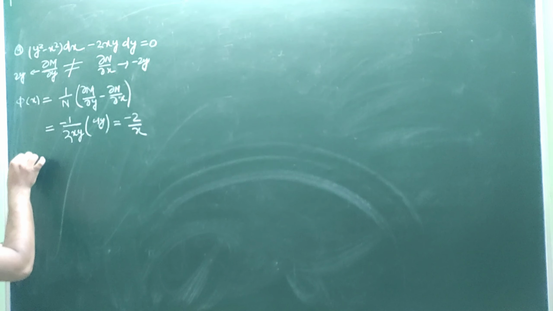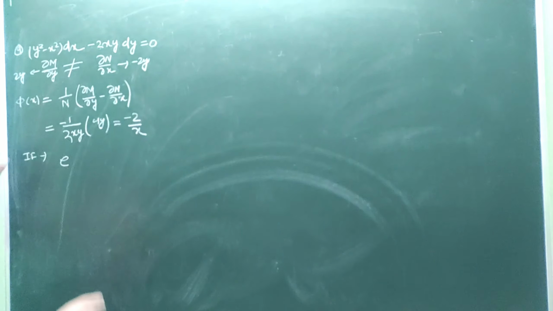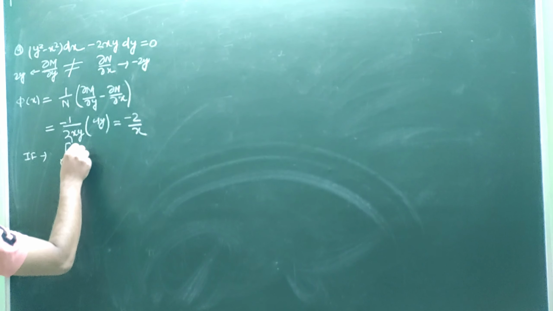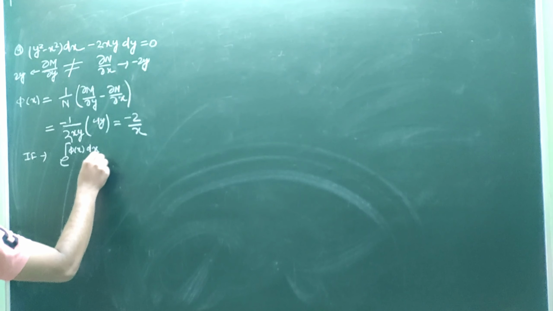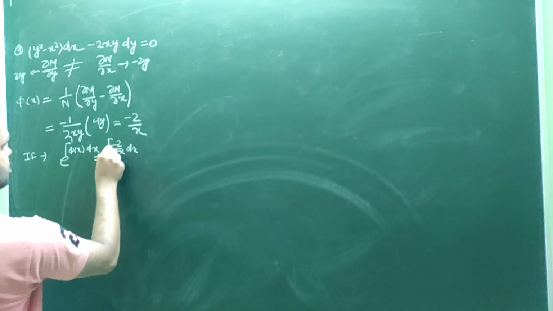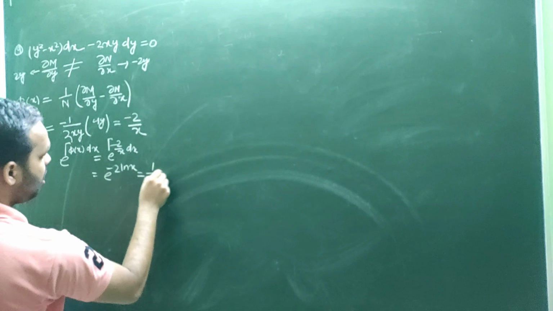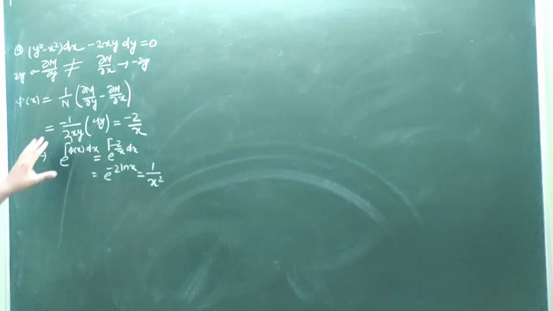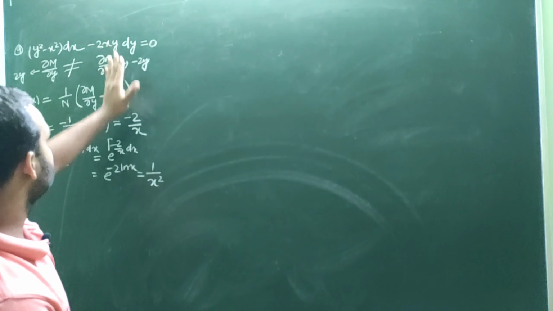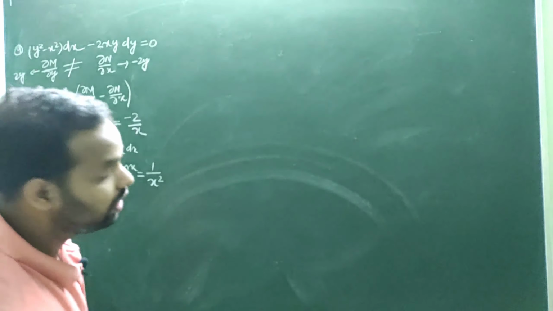Next, you have to find the integrating factor. And how can you find it? Whatever phi of x you got here, put this here: e to the power integral of phi of x dx. Then this integrating factor becomes e to the power integral of minus 2 by x dx, and this will give you e to the power minus 2 log x. This is 1 by x square. This is step 2. Now what you have to do, multiply this differential equation with this integrating factor. After that it will be an exact differential equation.